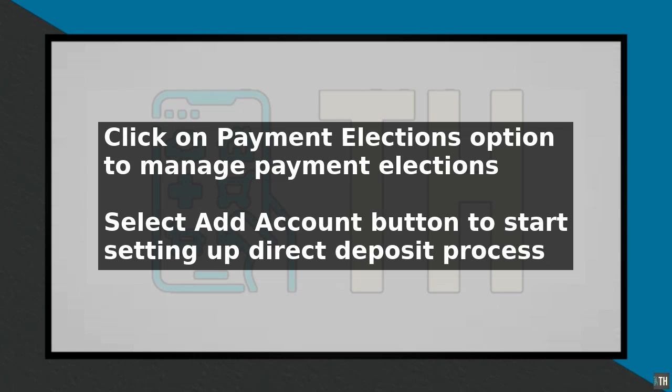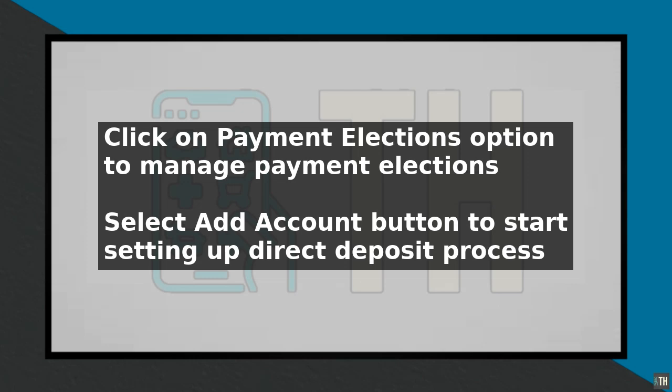You will be prompted to select the account type, either checking or savings. Choose the account type you want to use for direct deposit and enter the required account information, including the account number and routing number. You can find this information on a check or by contacting your bank. Once you have entered the account information, click the Continue button to proceed.